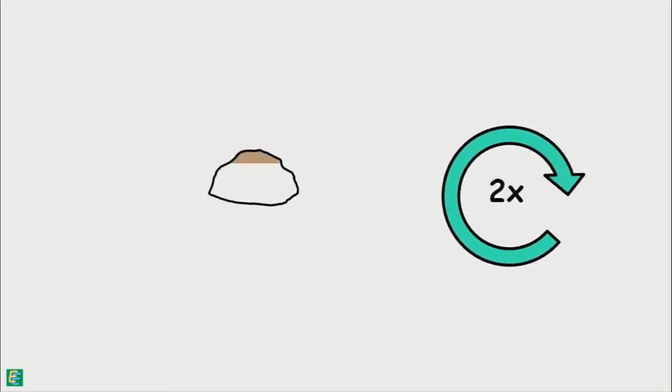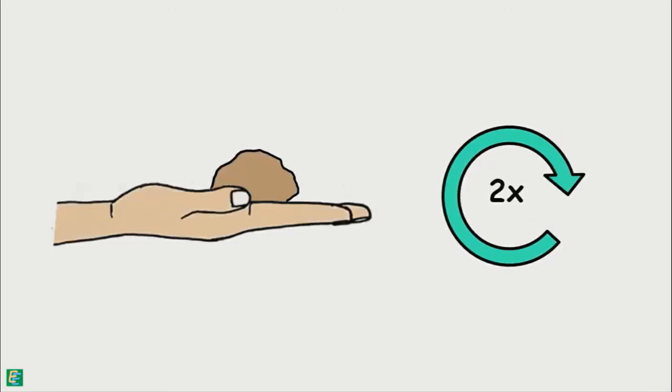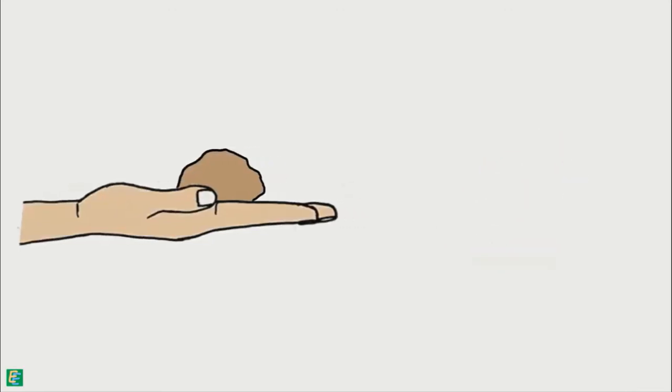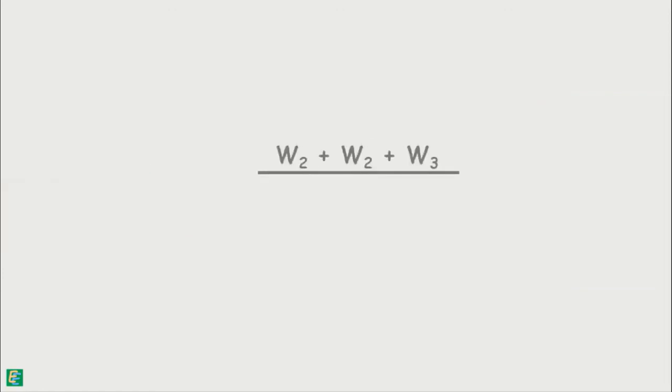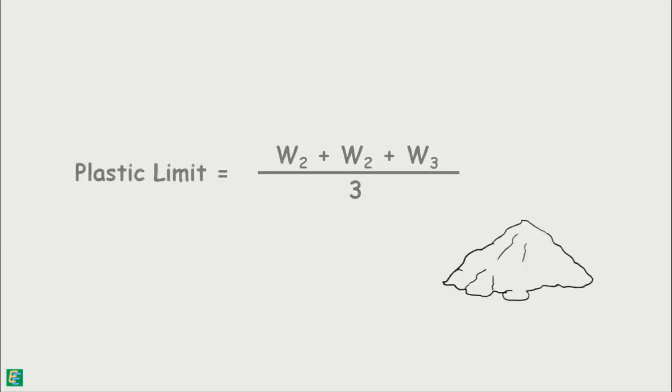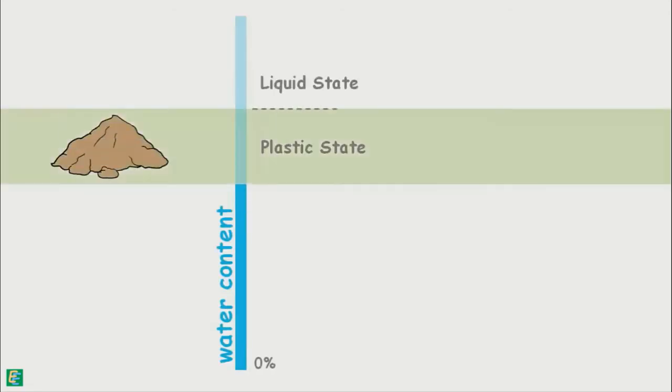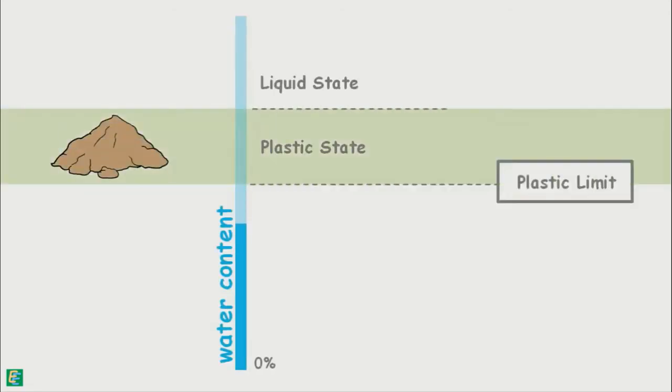We repeat the whole procedure 2 more times, taking a fresh soil sample each time. We determine the water content W2 and W3 respectively. Average of these 3 determined plastic limit water contents is considered as the plastic limit of that soil. When the water content of the soil falls below the plastic limit, soil enters into the semi-solid state.